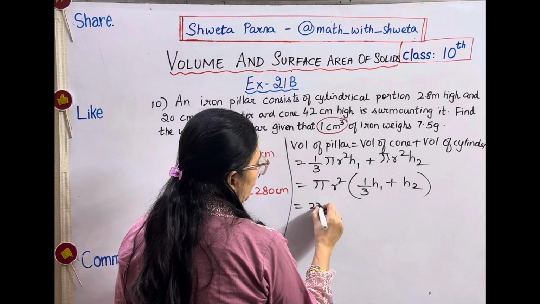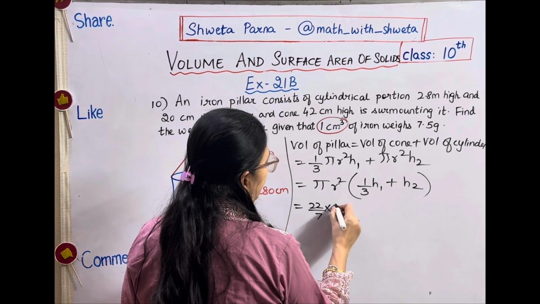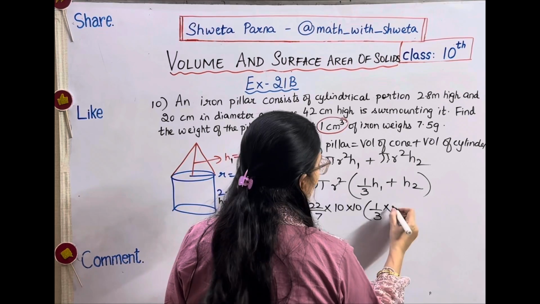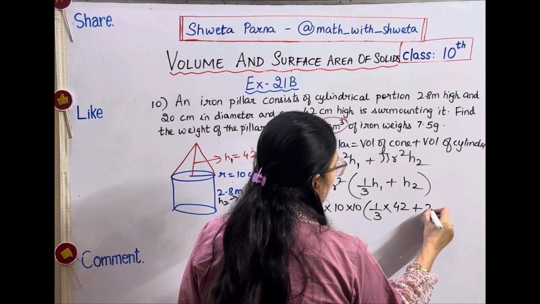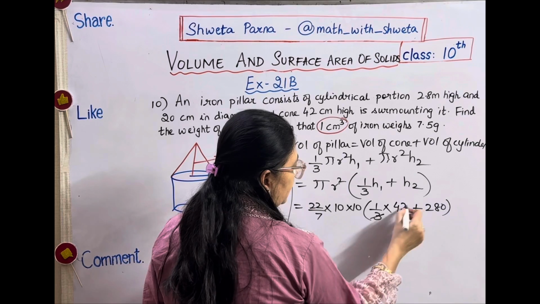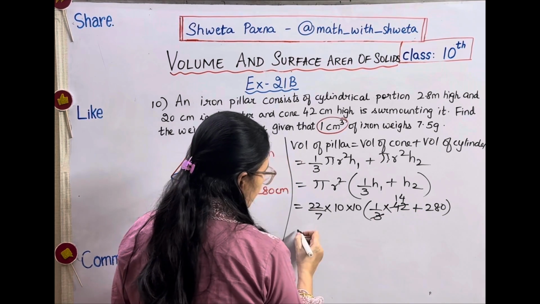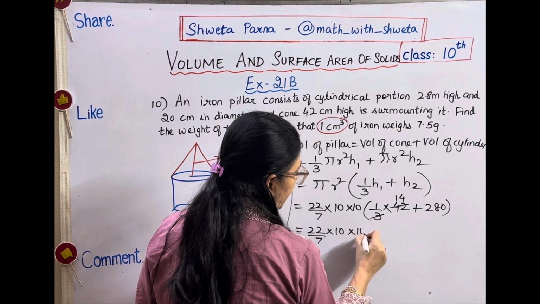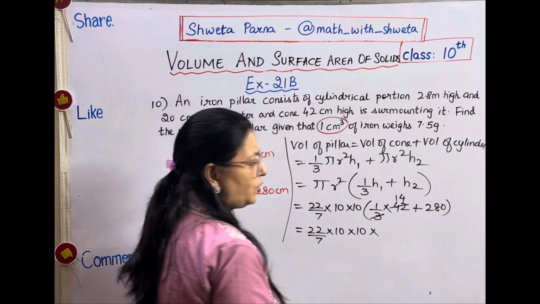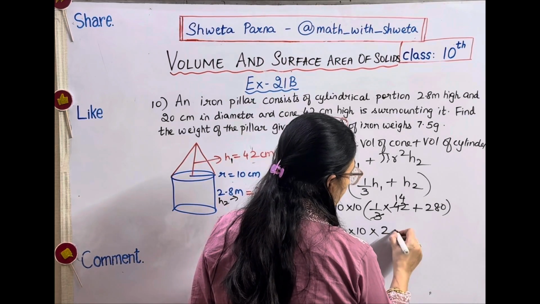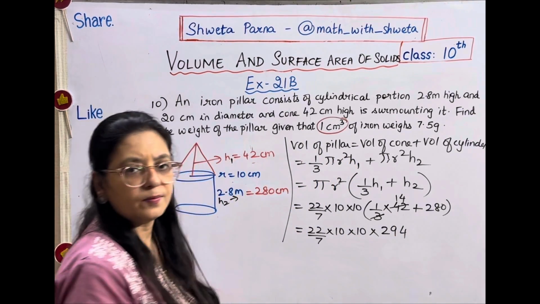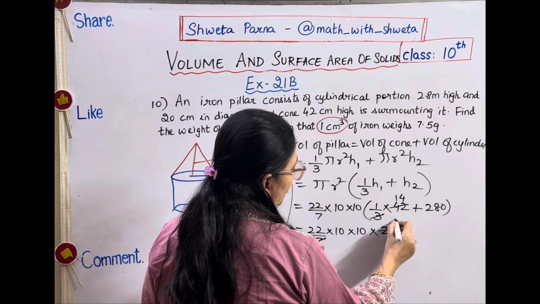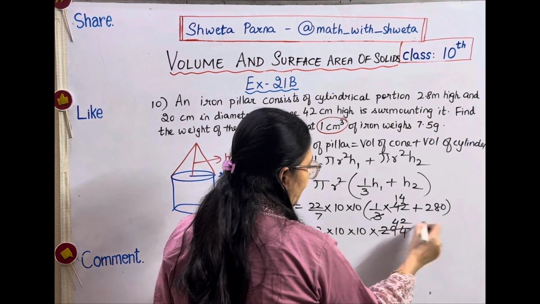Now 22 upon 7. What is the radius? Radius is 10 into 10. 1 by 3 into h1 is 42 plus h2 is 280. 3 ones are 3, 4. So it is 22 upon 7 into 10 into 10 into 14 plus 280 is 294. Correct? Now let's check, will it go in the table of 7? Yes. 7 4s are 28, 7 2s are 14.